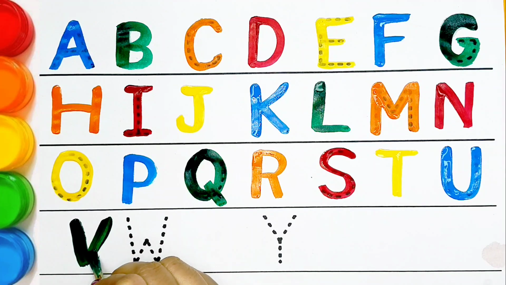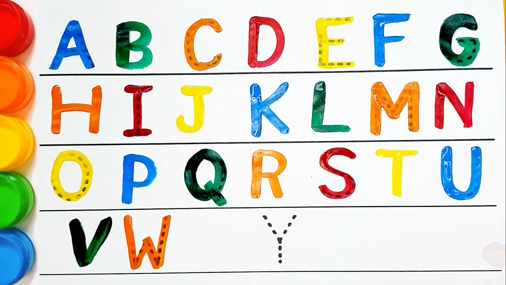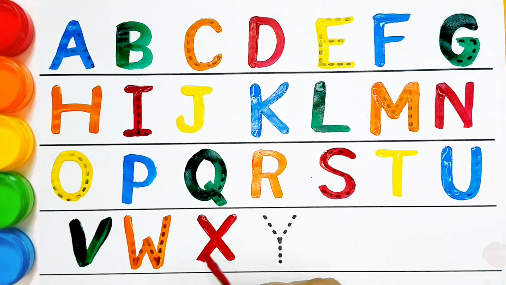Dark green color. V. V for van. Orange color. W. W for water. Red color. X. X for Xmas tree.